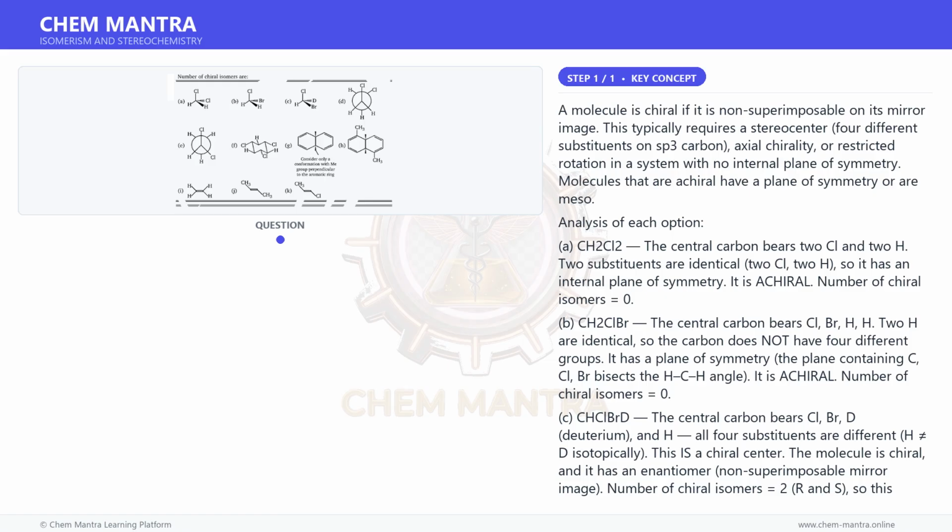F. Bicyclic compound with 3 Cl substituents. This appears to be a bicyclo[1.1.0]butane or bicyclo[2.1.0] system with multiple Cl. The structure shown has Cl at multiple stereocenters. Analysis: the molecule has multiple stereocenters and no internal plane of symmetry in its drawn configuration. The molecule is chiral.